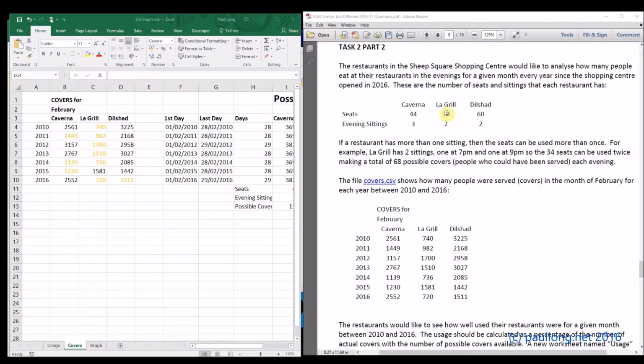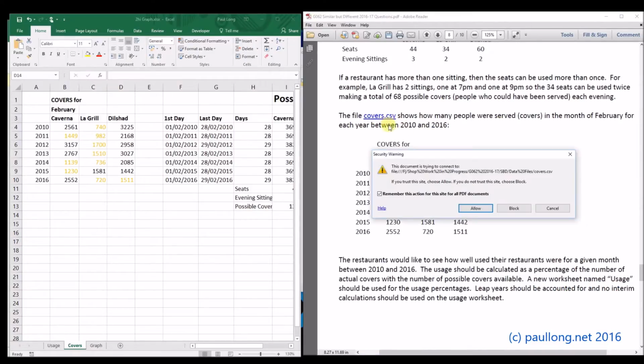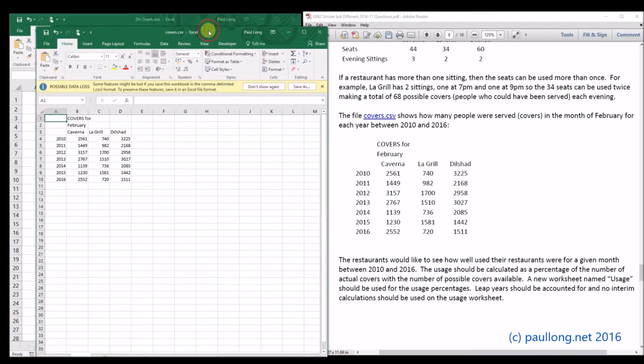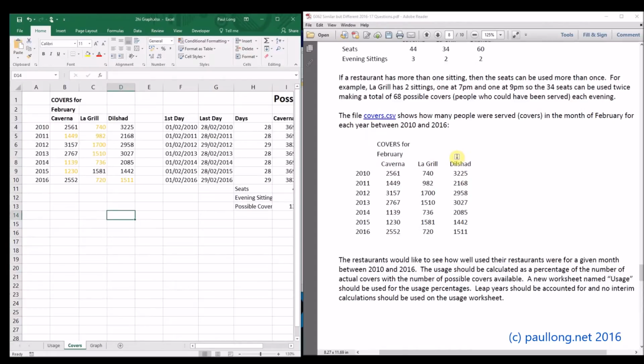Now what this means is that in total La Grille could serve up to 68 people, 2 lots of 34 in an evening, and we call those covers. Covers are the number of people that could be served in that evening. So there's a file called covers.csv. We'll just open that up and have a quick look, and that contains this exact data here, and it shows the number of people who were actually served. Okay, so the number of covers who were served rather than the possible covers.